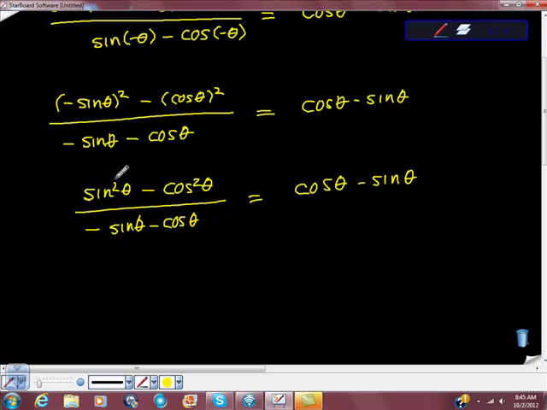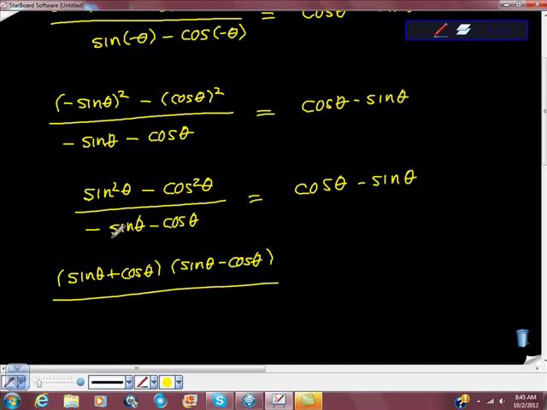Here, how does this factor? What is this pattern right here? Anybody see this pattern? What is it? Yeah, good. Difference of squares, DOS, right? This is difference of squares, so we can write sine theta plus cosine theta, right, times sine theta minus cosine theta. And it doesn't look right now like we're getting anything, but we are.